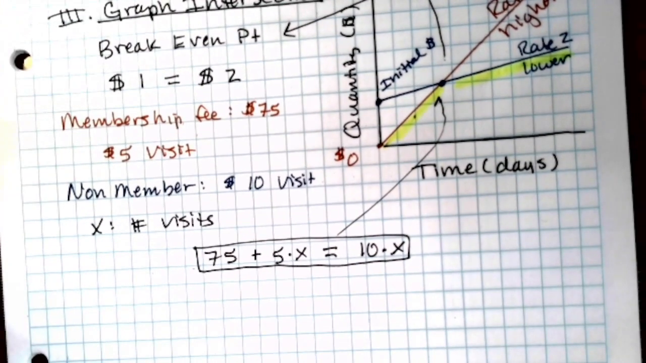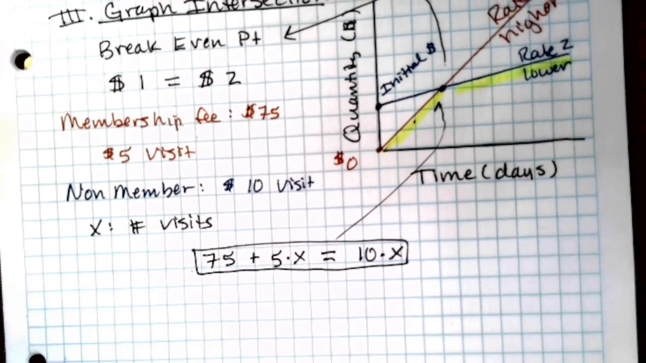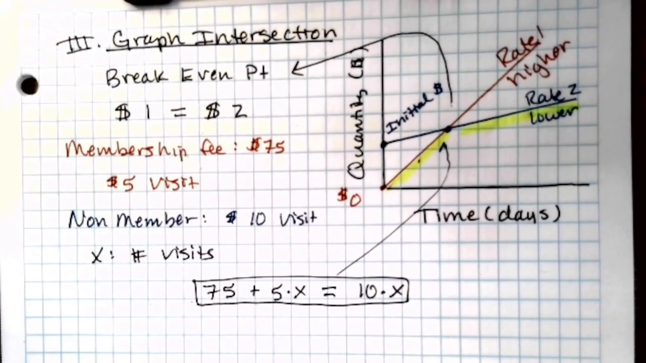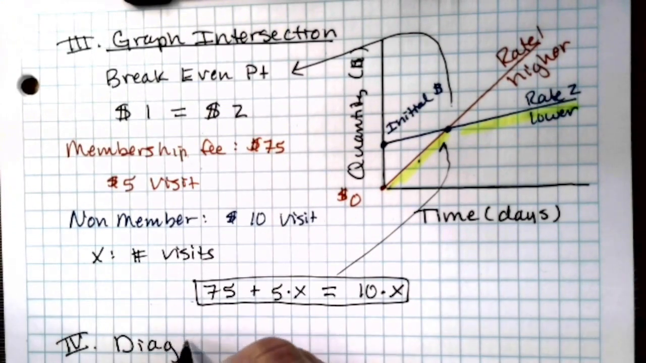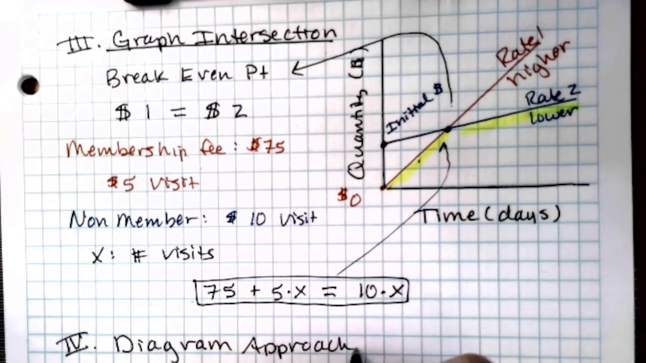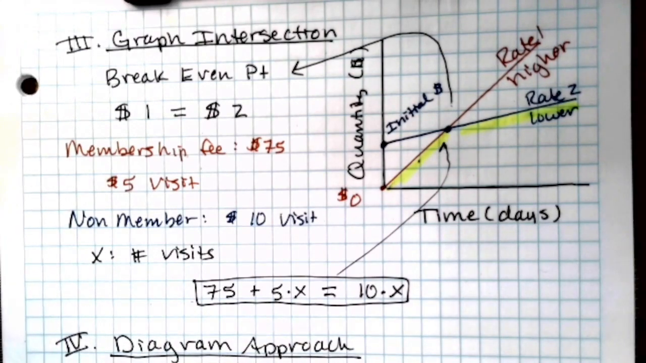All right, so that is a break-even point or a graph intersection. You're typically comparing something that costs money. Okay, Roman numeral 4. This is for a diagram approach where you're going to draw a picture.